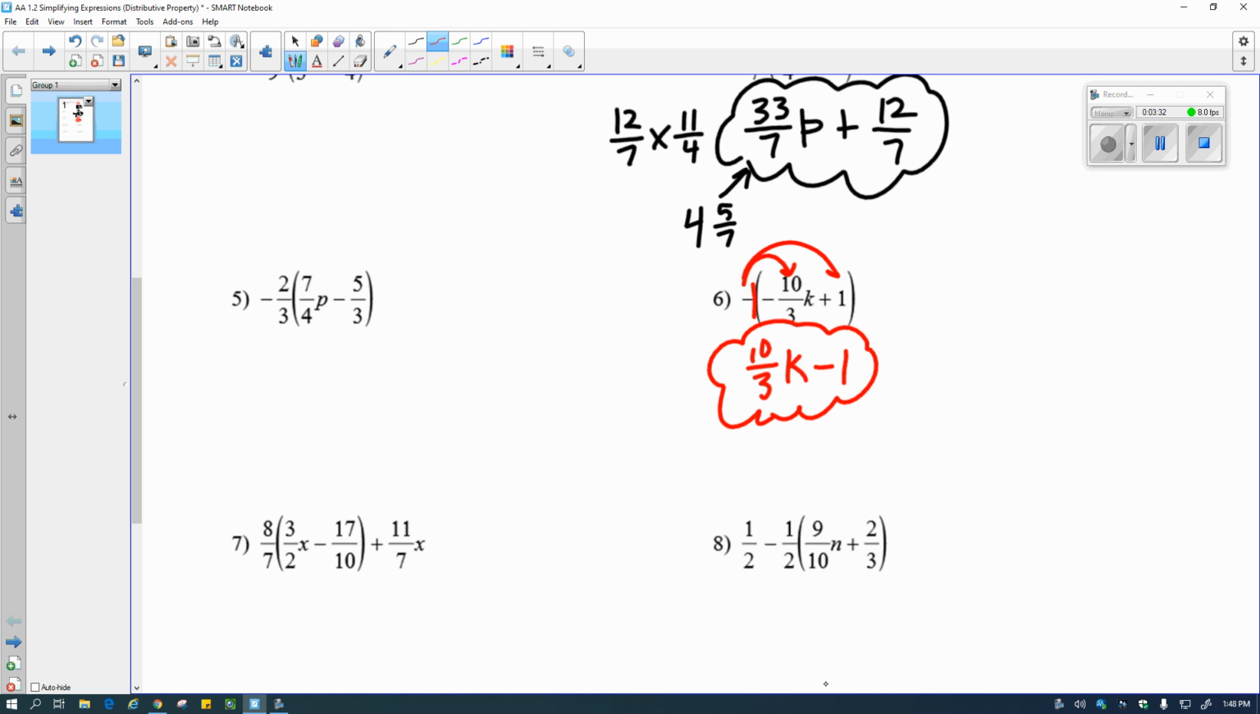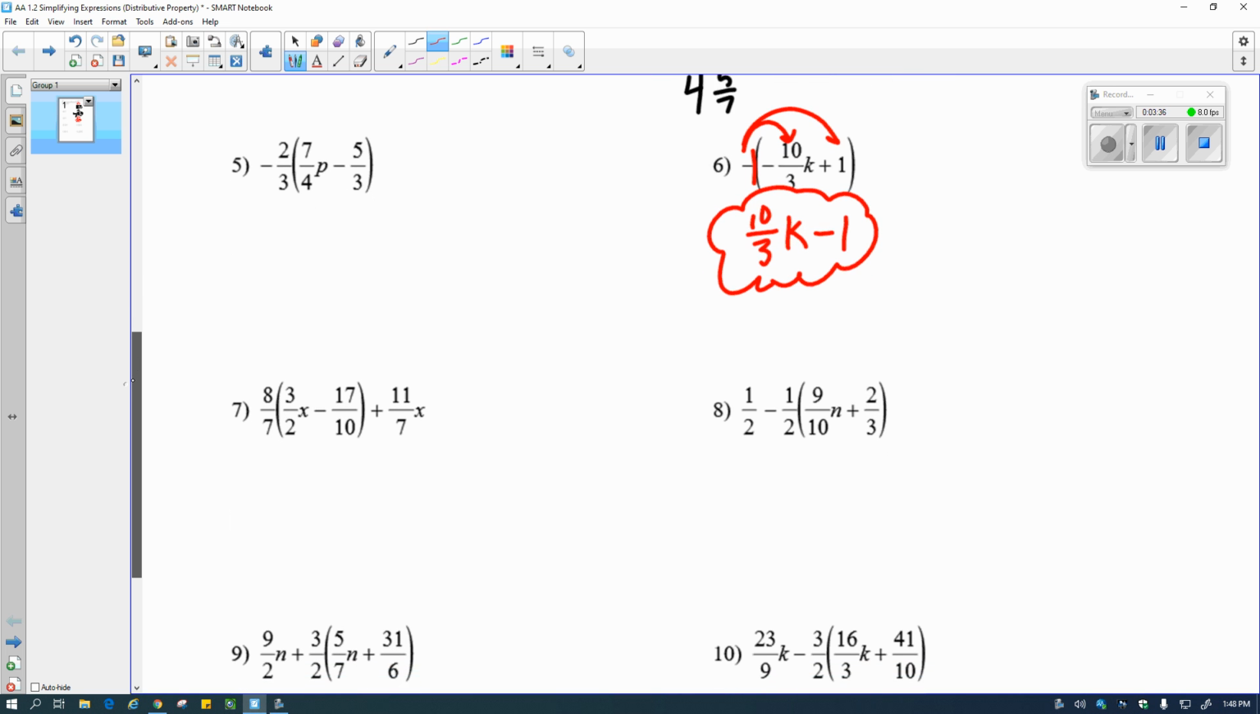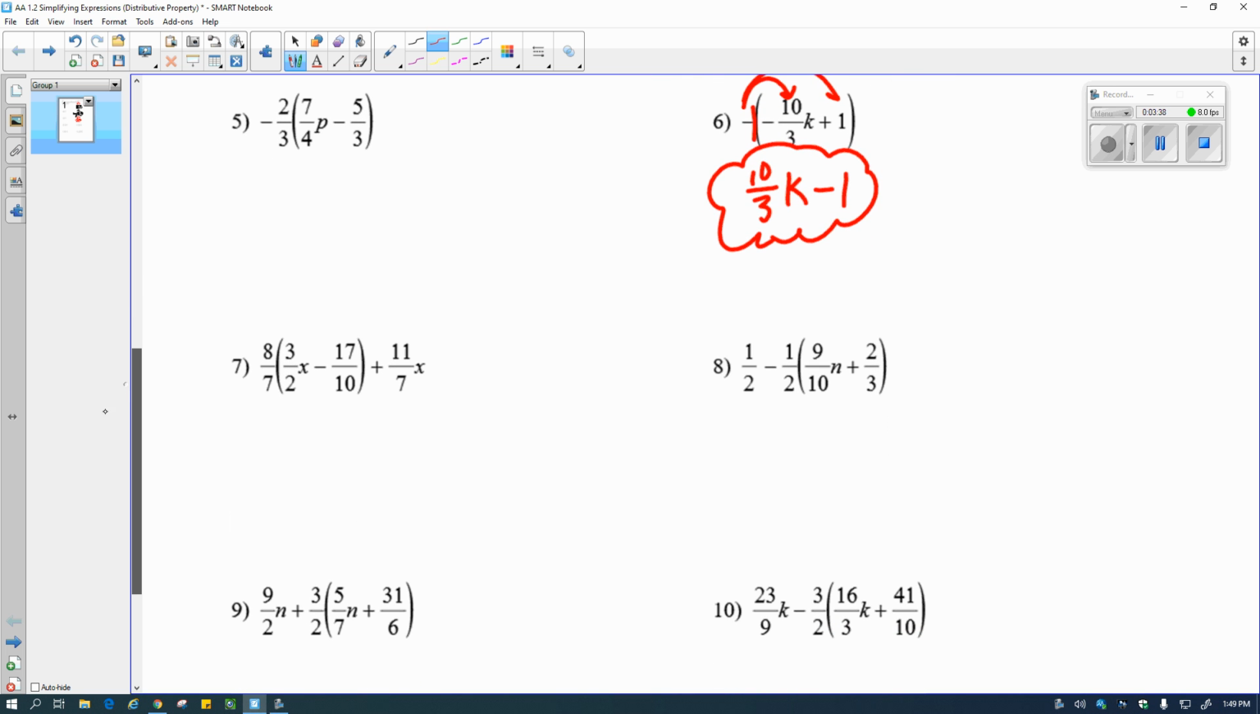Things that you want to watch out for, though, are when things get more complicated and I'm distributing and combining like terms at the same time, as in problem number 8. I have to do the distribution part first. So do not do that subtraction, even though it looks like you should. It's standing there just waiting for you to subtract it. It would make that 0. Fight that urge. I have to do the multiplication first. Order of operations says multiply before you add and subtract. And so I have to distribute that 1/2 through.